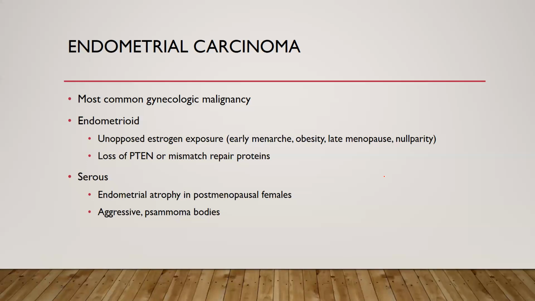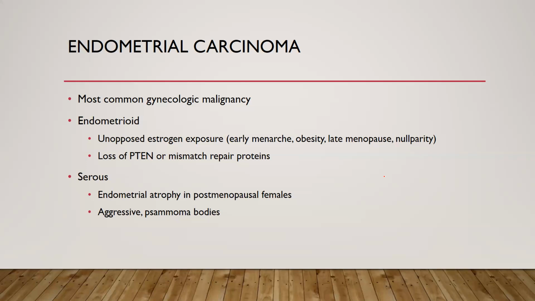We know when we go into a pregnant state, we're going to produce progesterone. So estrogen is not going to be unopposed, right? And so that's why null parity often increases risk for things that have unopposed estrogen exposure. You'll see loss of PTEN sometimes in this, or essentially mismatch repair proteins. You're not able to repair this oncogenic process as effectively.